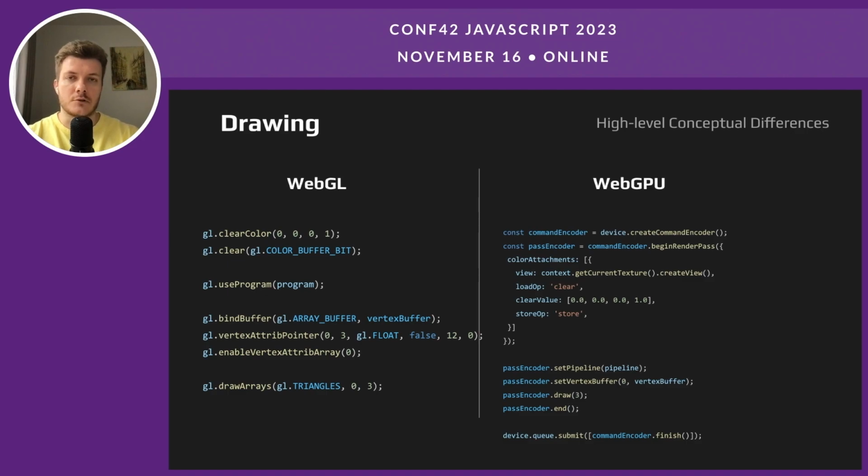Finally, we get to drawing. Again, WebGPU looks more complex, but that's actually not the case here. We are more explicit about setting up the render target, whereas in WebGL there is a default one. But during the actual rendering, WebGPU avoids setting up the vertex attribute layout because that's part of the pipeline.